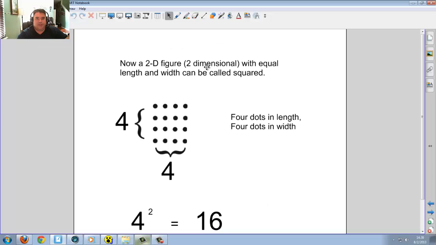Now, a 2D figure, two-dimensional, with equal length and width can be called squared. In other words, there's 4 dots going this way, 4 dots going this way, and basically there's 16 dots total, meaning that it's a square because there's 4 across, 4 up and down. Because they're the same on each side, it's called squared. That's where you get 4 squared, meaning 2 4s, or 4 times 4.